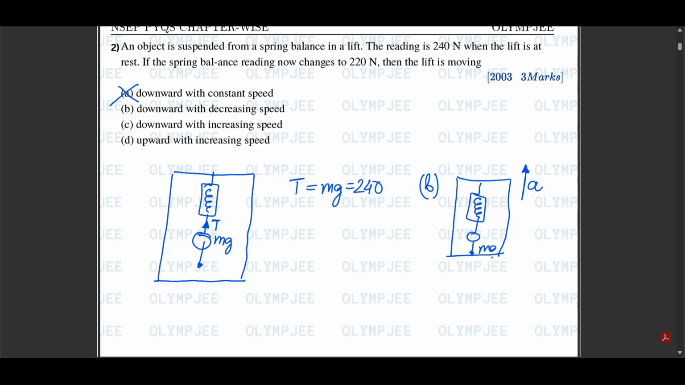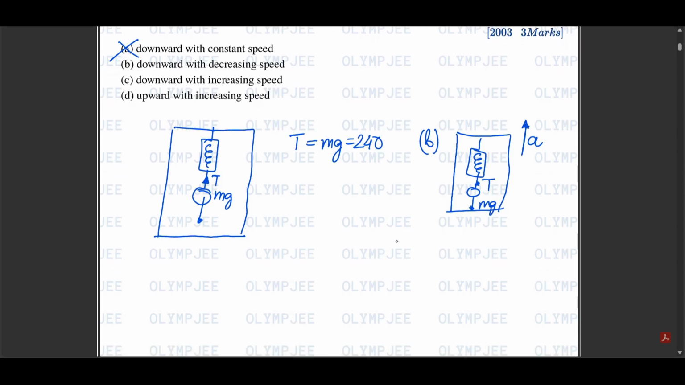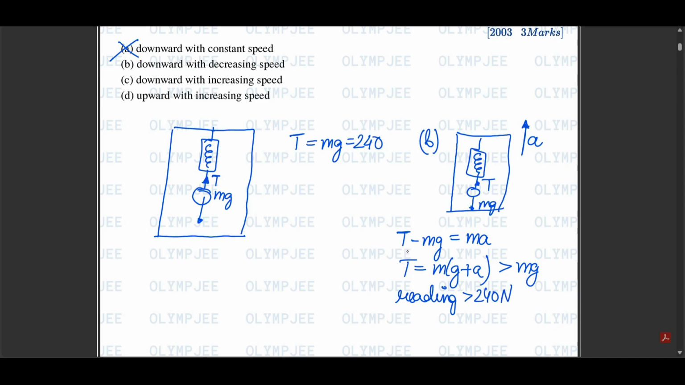mg is here and tension is here, but now we cannot write mg is equal to T because there is acceleration also. So it will be T minus mg is equal to ma, because the mass has acceleration a upwards, so tension will be mg plus ma, which is greater than mg. So the reading will be more than 240 newtons because the reading is tension only. So this B option is wrong.